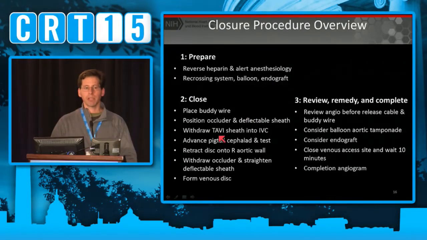To close, we place a buddy wire in case, heaven forbid, we pull our crossing system all the way through from the aorta into the cava. We position our occluder, we withdraw the TAVI sheath all the way into the vein, we'll take some pictures, don't worry, I'm going to show you some pictures. We position the occluder device, and then we look at the pictures and finish up.